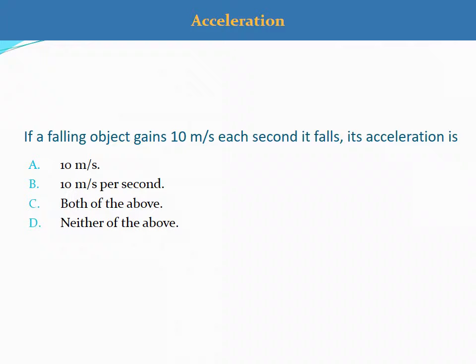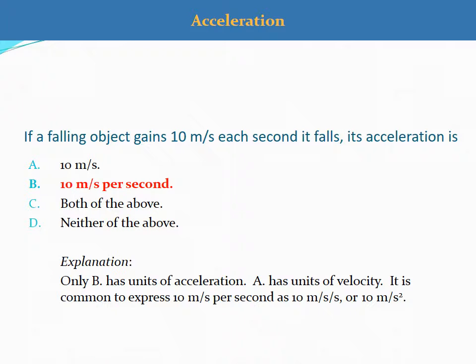If a falling object gains 10 meters per second each second it falls, its acceleration is A, 10 meters per second, B, 10 meters per second squared, both of the above, neither of the above. It is B, 10 meters per second squared. Only B has units of acceleration. A has units of velocity. It is common to express 10 meters per second squared as 10 meters per second per second or 10 meters per second squared.